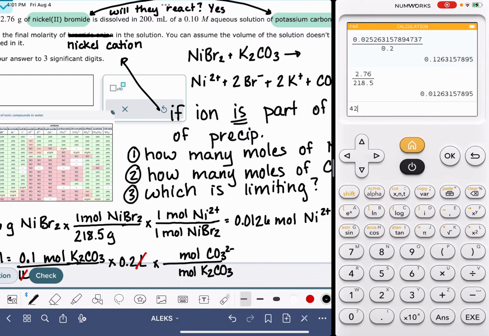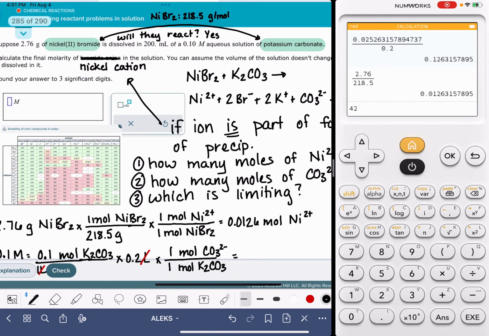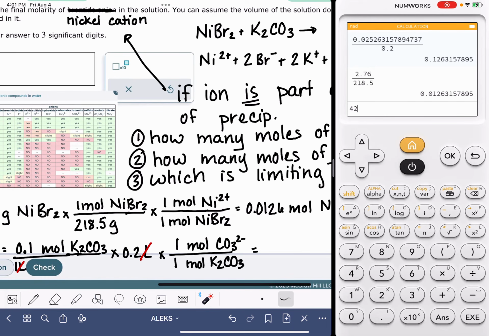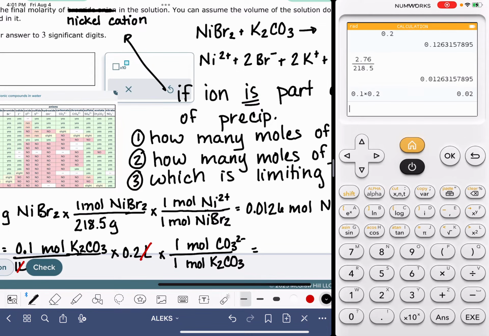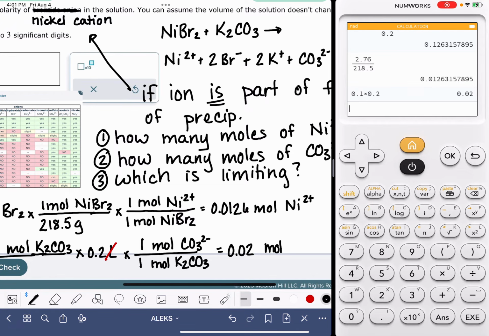CO3 2-, using the molecular formula. That also is just a 1-to-1 conversion, so nothing is happening mathematically, but again, it's an important step because sometimes it's not 1-to-1. So we do need to go through that step. So we're going to work the math out on this. That is 0.1 times 0.2 times 1 divided by 1 is 0.02 moles of CO3 2-.